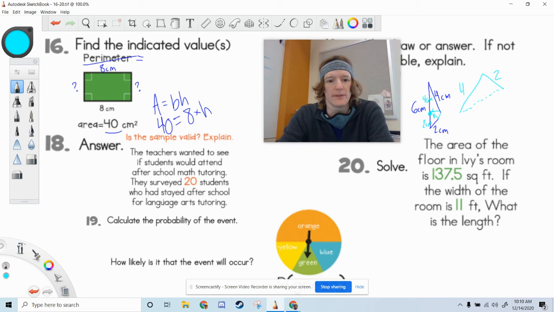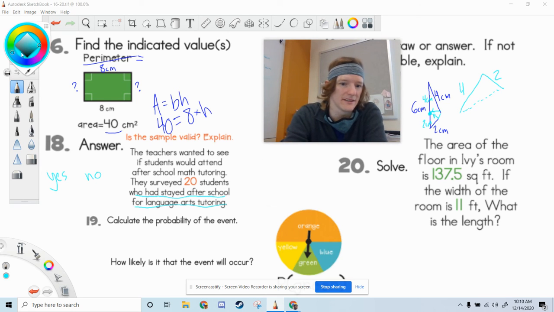So they only picked people who have stayed after school for language arts tutoring. Do you think that those people would say yes or no in a fair way that represents the entire school? Or should they ask other students too? So you need to decide, is that a fair group of kids? Because if I'm going to start a tutoring club, should I only ask students who are doing good in my class, or should I ask everybody? Up to you.